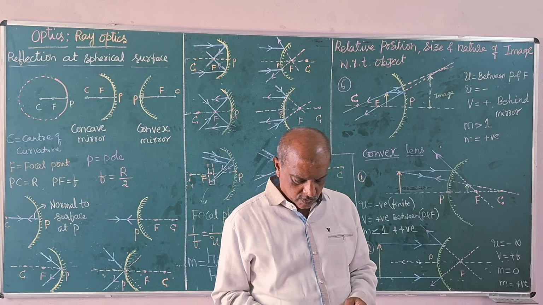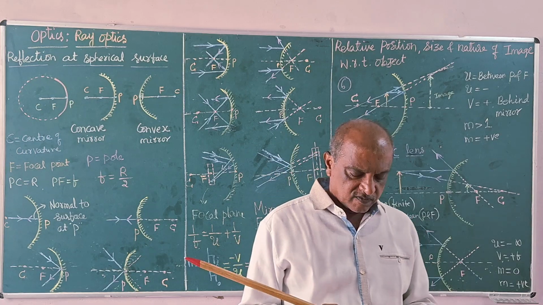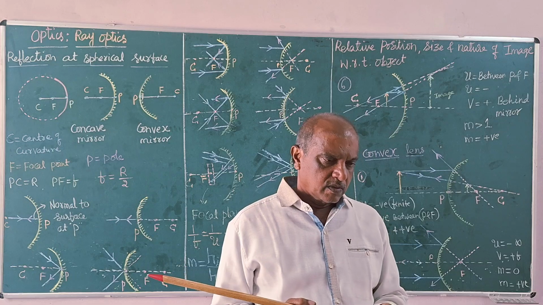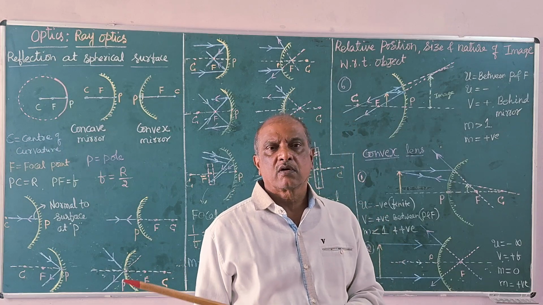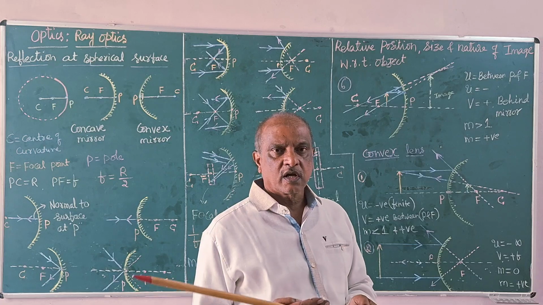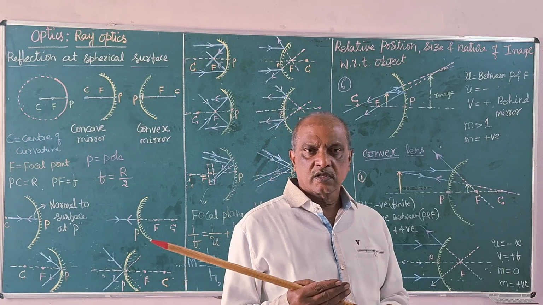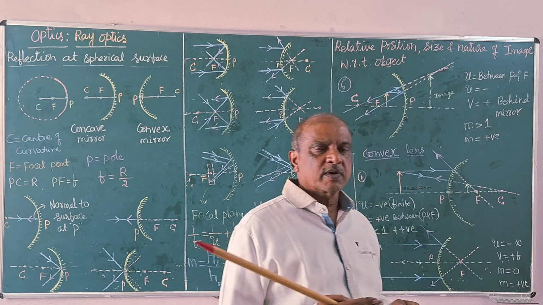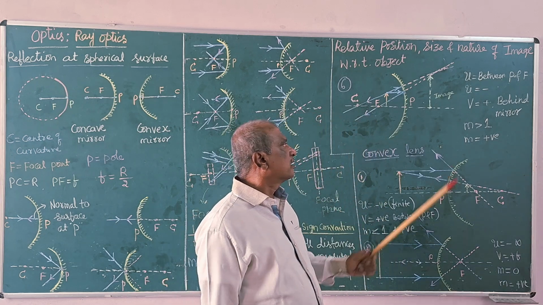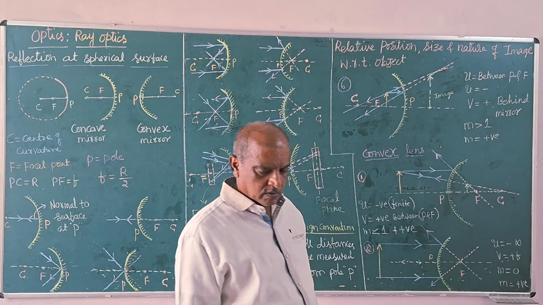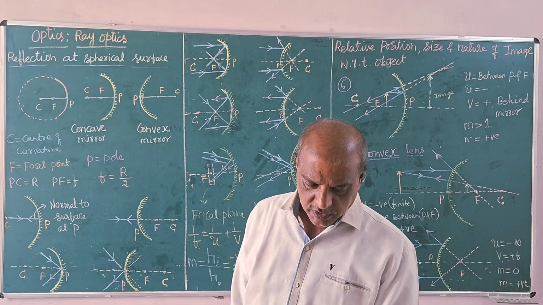So with this we have finished the reflection of light by spherical surfaces and the relative position of the image with respect to the object. As the position of the object varies, how the image formation takes place in both cases, concave mirror and convex mirror. With this you have finished this part of the syllabus.